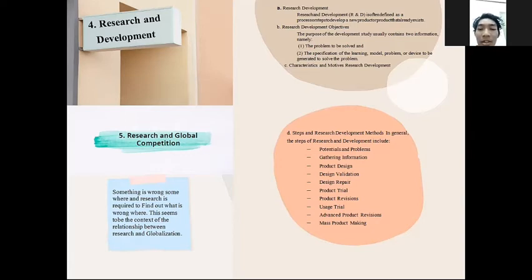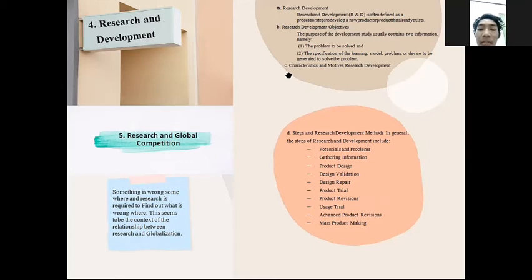Definition: research and development is currently one of the most widely used research types. Research and development is one type of research that can be a link or bridge the gap between basic research and applied research. Research and development is often defined as a process or steps to develop a new product or improve a product that already exists.